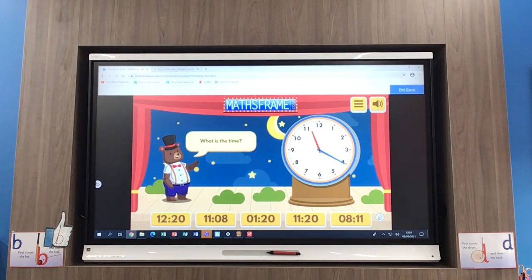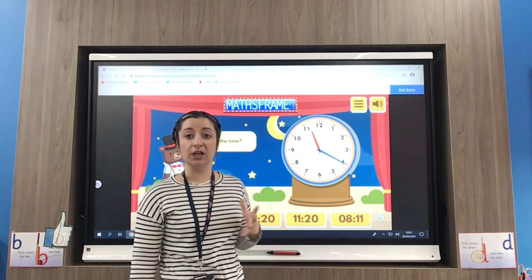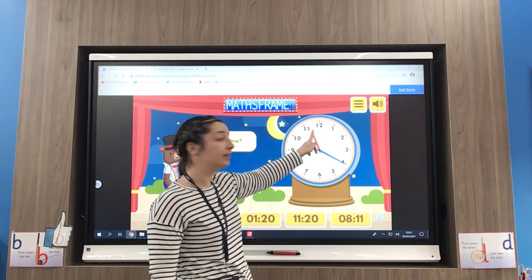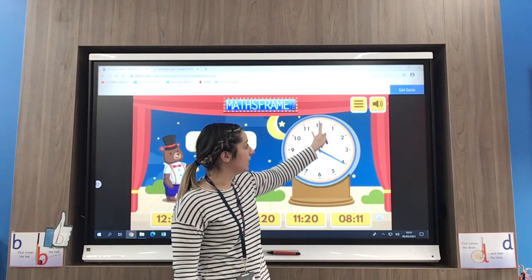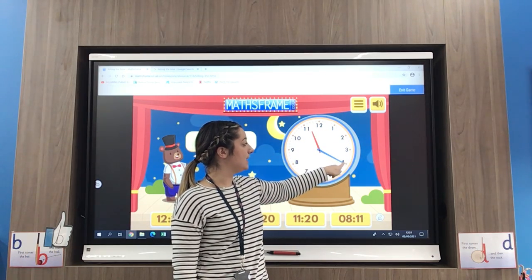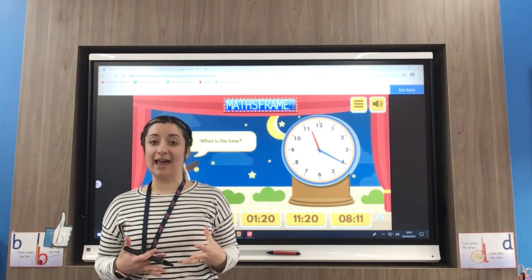So what is the time? So what is the hour hand just gone past? Have a look. Can you say where it is at home? So it's just gone past the number 11. How many minutes past? So we can start with our 5-minute intervals. 5, 10, 15, 20. So it's 20 past 11.